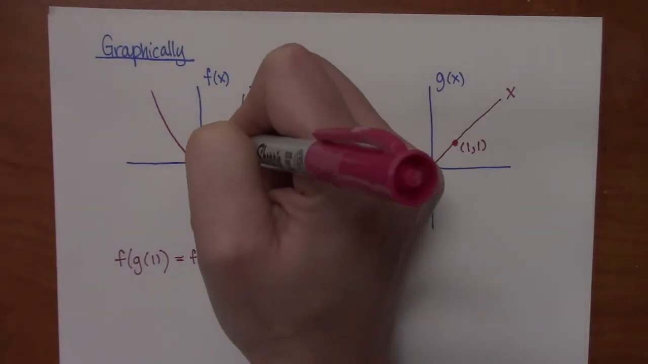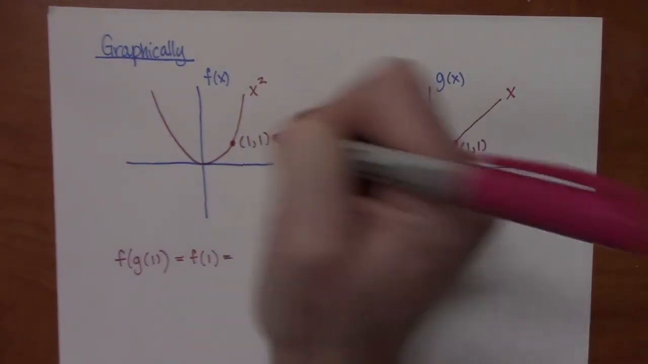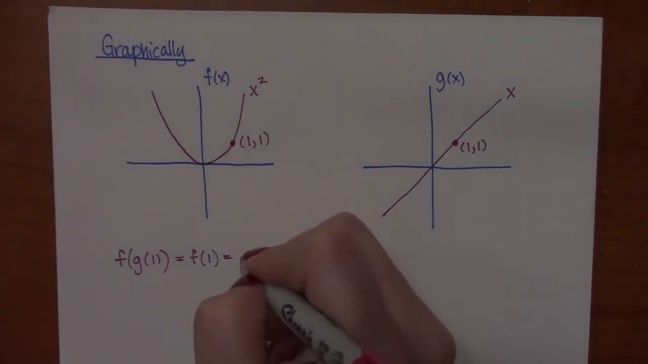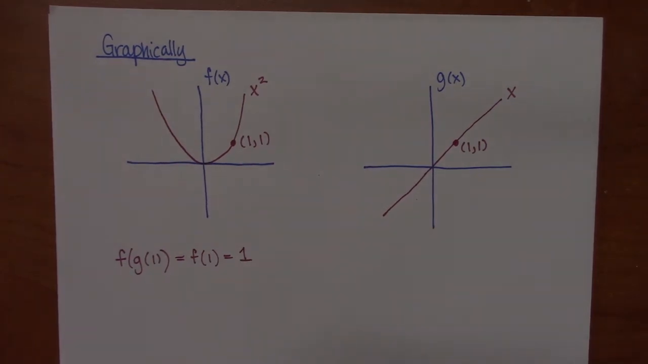So then on this graph, well, f of 1 is also 1, right? Plug in 1, square it, you get 1 out. So the answer here would just be 1, okay?